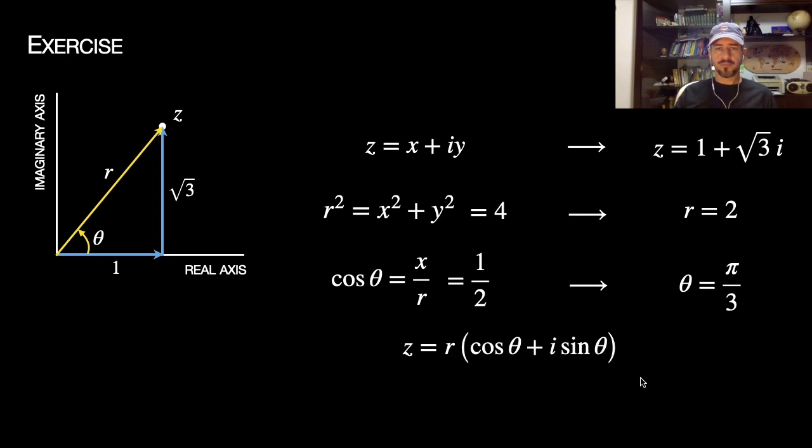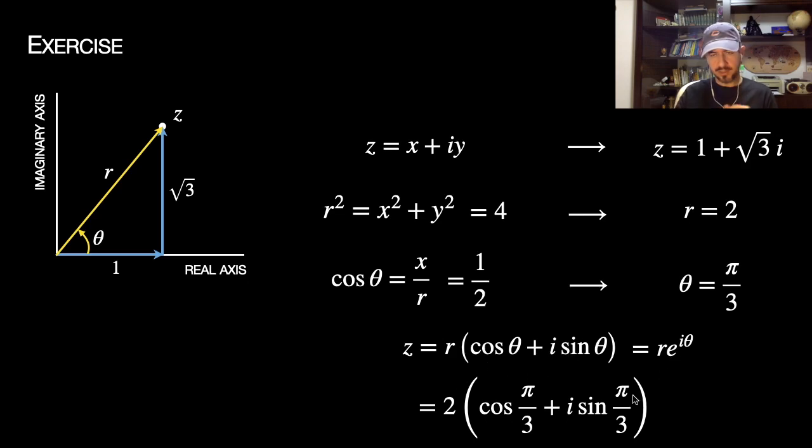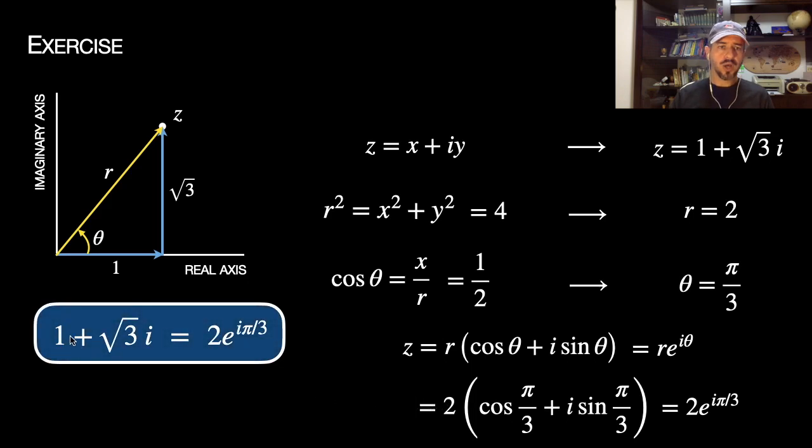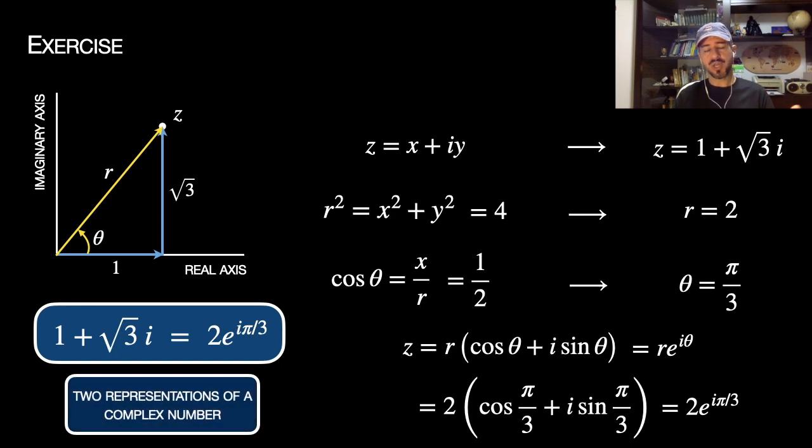So, using this representation for z, we can write it first in this form, and then we will do it using Euler's formula. r is 2 and theta is pi over 3. So this is one form to express a complex number, but there is a simpler form using Euler's formula. In this case, the complex number z is just given by 2 multiplying the exponential of i pi over 3. So, in other words, 1 plus square root of 3 multiplied by i is equal to this. These are two different representations of the same complex number.